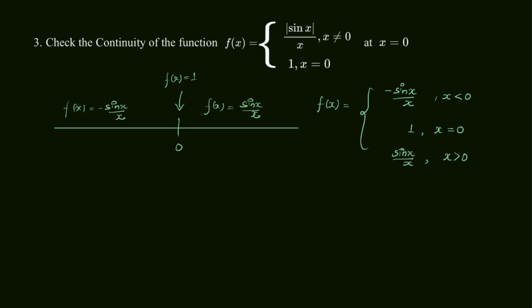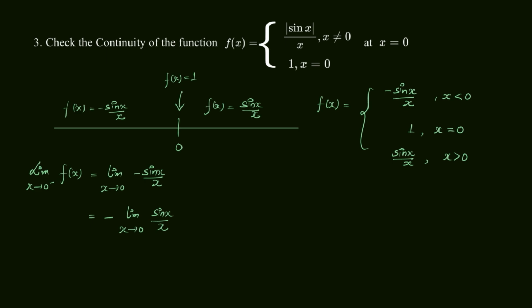So here first we will calculate the left hand limit, that is limit x tending to 0 from the left hand side of f(x). It will be equal to limit x tends to 0 minus, the function is minus sin x by x. So it will be minus limit x tends to 0 sine x over x.